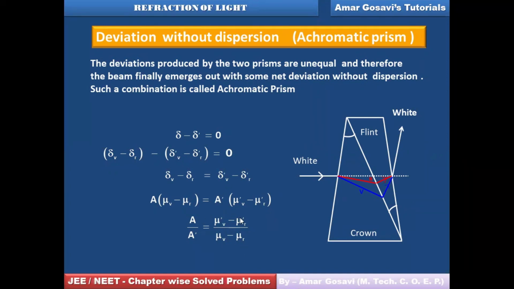So what does that mean? This ratio can be maintained with the help of A to A dash. Obviously, this combination has to be manufactured in industry, which will allow deviation without dispersion. So the manufacturer will take into consideration that he maintains the ratio for the refracting angles A and A dash in such a way that the dispersion is nullified and the deviation is allowed. Such a combination we will call an achromatic prism.